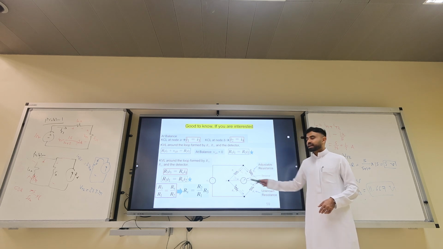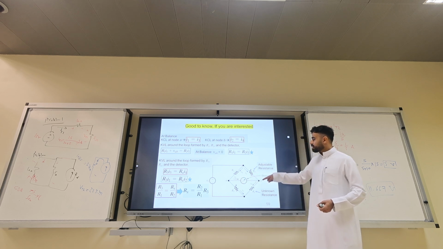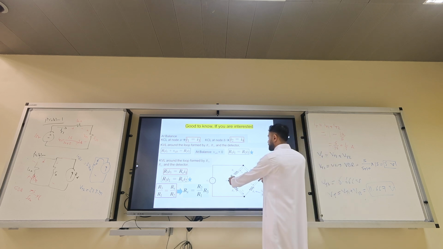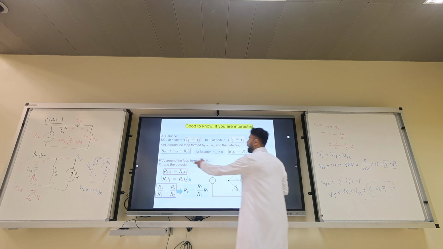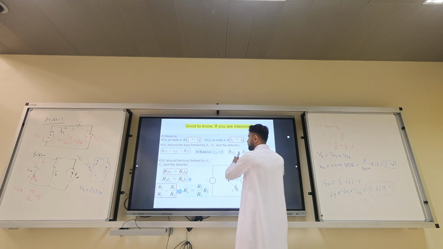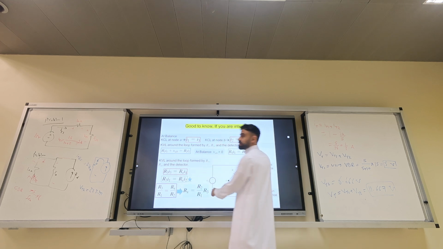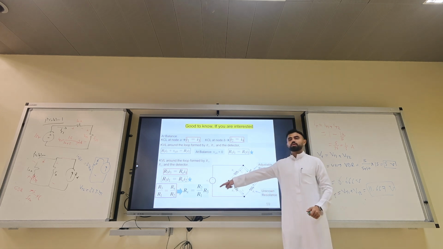Now, this is not a current source. This is a current meter. If there is no current flowing here, it means the potential difference here is 0. This way you will have the equation R1 I1 equals R2 I2, and the other one. If you solve these two equations, that's the most important equation you have to know about the Wheatstone bridge.